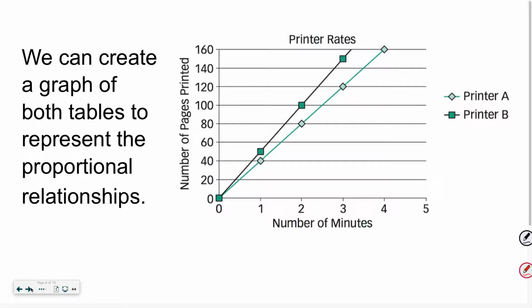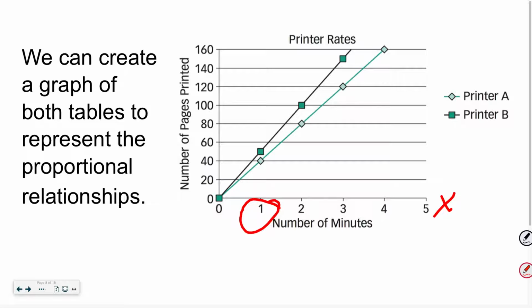Where would we find the unit rate on a graph? For 1, what has to be 1, the x or the y? We actually want the x to be 1, because if you think about the equation, y equals 40x, y equals 50x, that's when the x is 1. Okay, so we have our unit rates there.